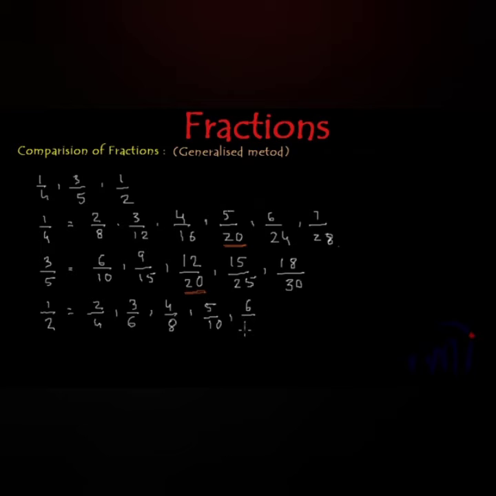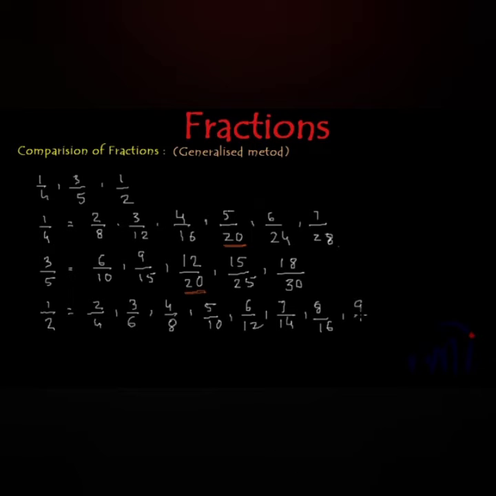6 by 12, 7 by 14, 8 by 16, 9 by 18, and if I multiply by 10, we are going to get 10 by 20. So here also we have got one fraction with denominator 20. So let's not write the equivalent fractions anymore, and now we can perform the comparison, right?